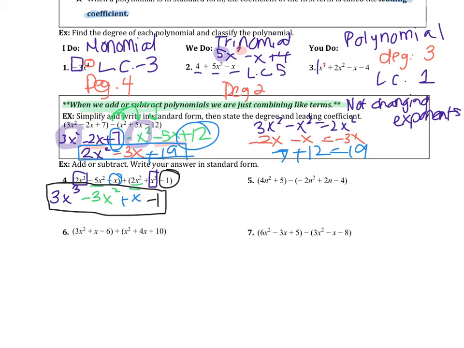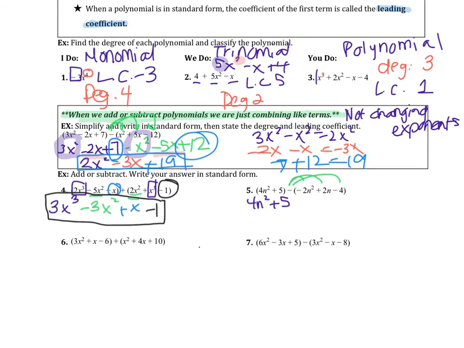Okay, number 5. We're going to distribute first. So I will have 4n squared plus 5 minus negative 2, so that's going to be plus 2n squared, minus 2n plus 4. So the very first thing I did was distribute that negative. Now I'm going to combine like terms.